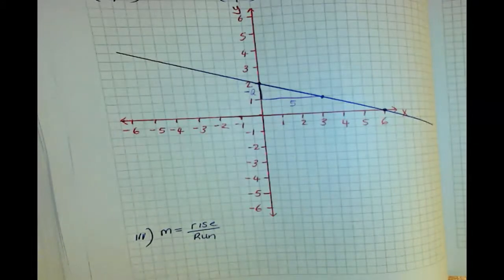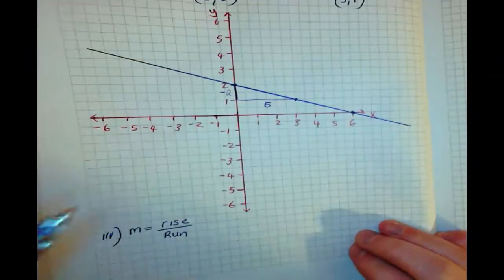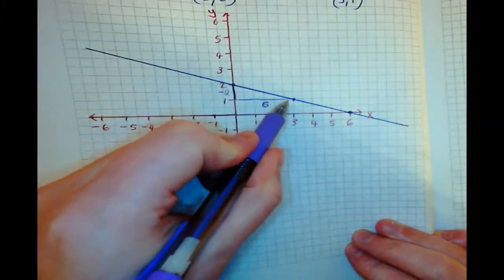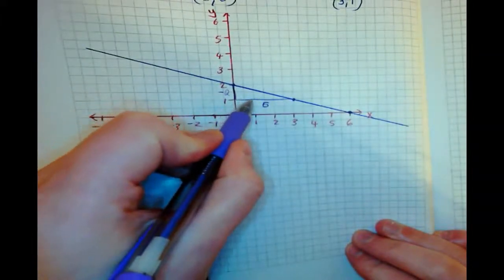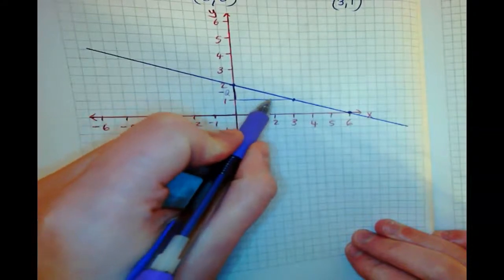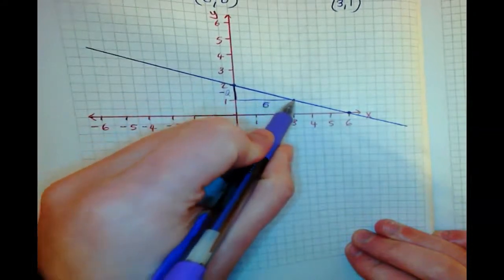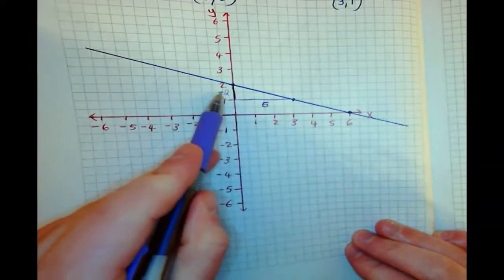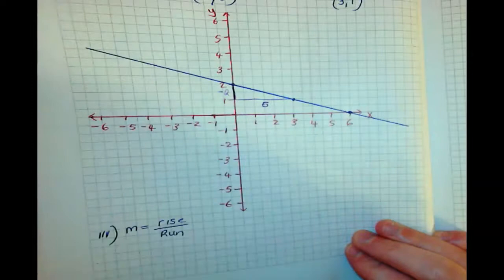Okay. So we're going across 6. 1, 2, 3, 4, 5, 6. Okay, so we're running across 6. We ran down 2, so it's minus 2, and we ran across 6.